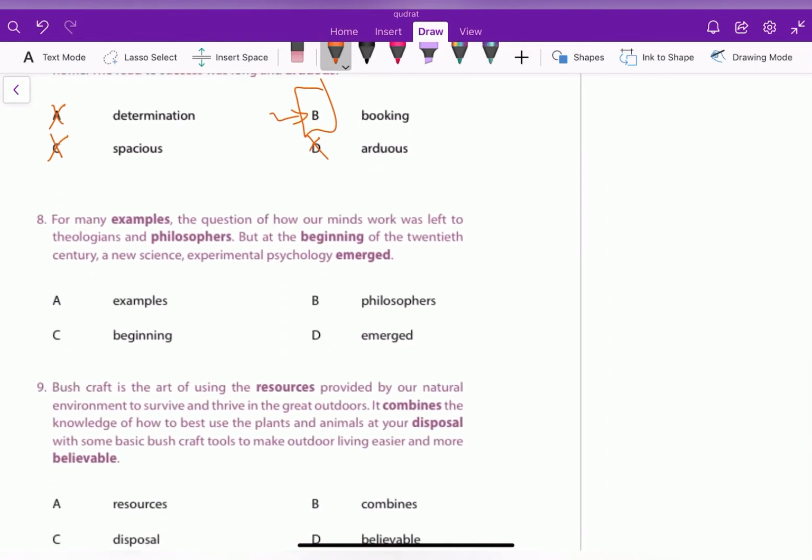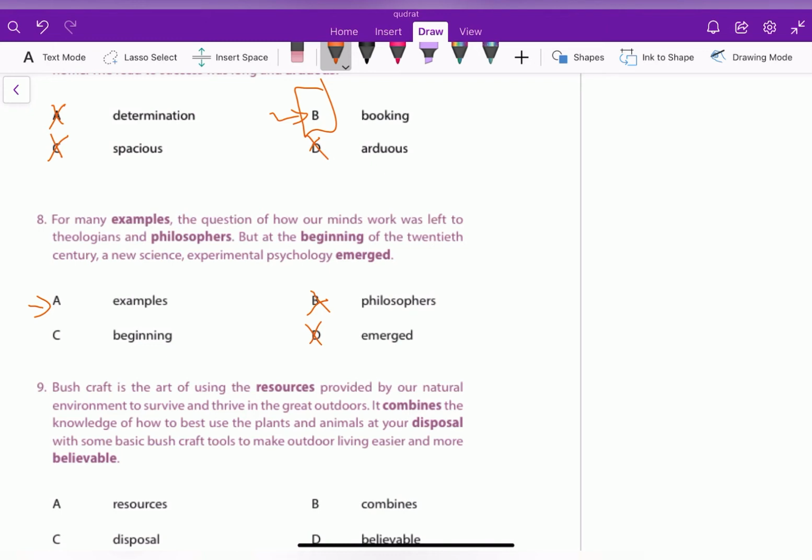Okay, so for many examples, the question of how our minds work was left to theologians and philosophers. But at the beginning of the 20th century, a new science, experimental psychology, emerged. While emerge makes sense in this context, examples does not really make sense in this context. Philosophers make sense because a theologian is a person who basically engages in an expert study of theology, and philosophers have a closely related relationship.